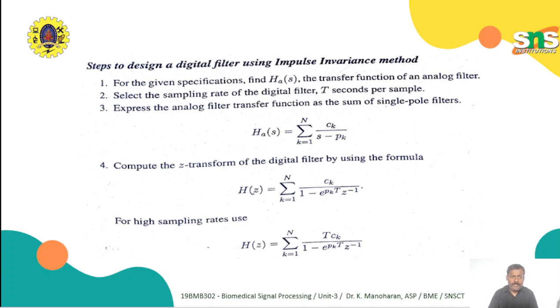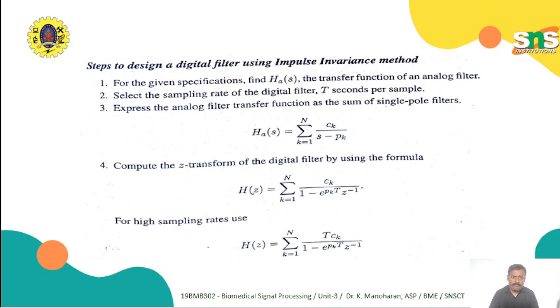Second step, select the sampling rate of the digital filter, T seconds per sample. Normally they give it in the problem. If it is not given, you assume T is equal to 1. Third step, express the analog filter transfer function as a sum of single pole filters. Look at this format: H(s) equals summation of k equals 1 to N, Ck divided by s minus Pk. That is a summation of single pole filters.